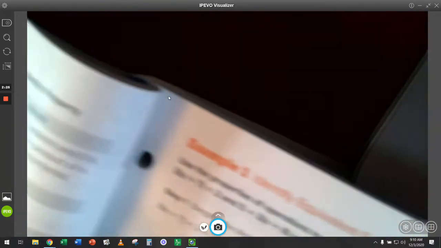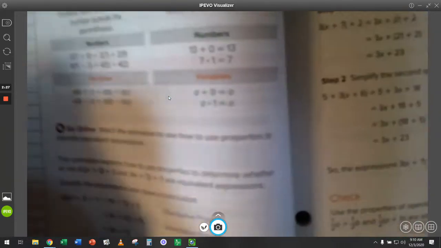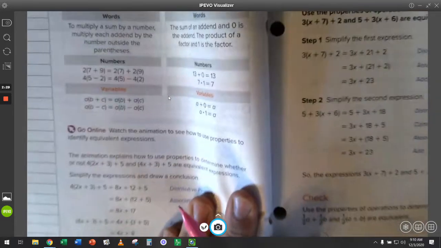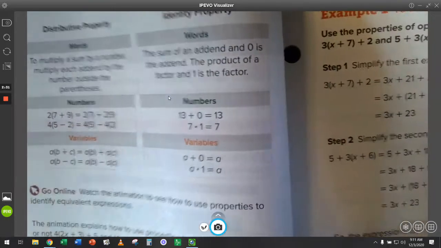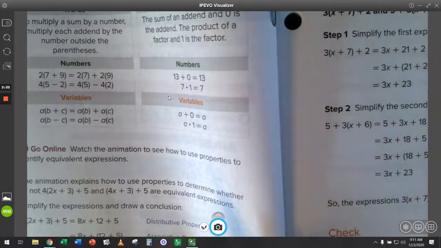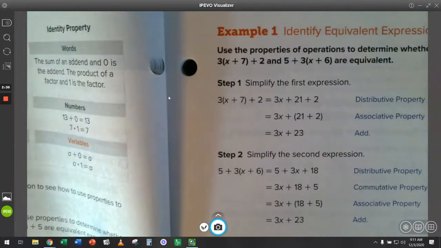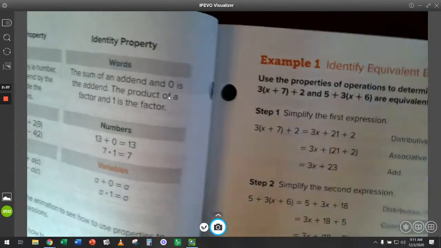So if you don't have your green folder, this is probably pretty handy to hang on to. You might want to rip out page 315 from your workbook and keep that nearby, especially for your tests that will be coming up.